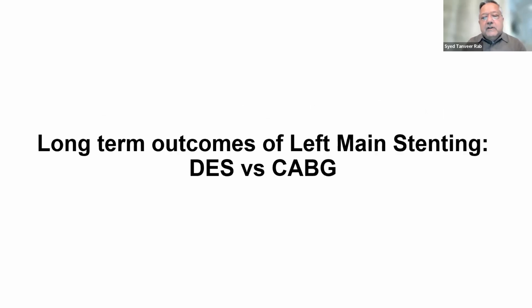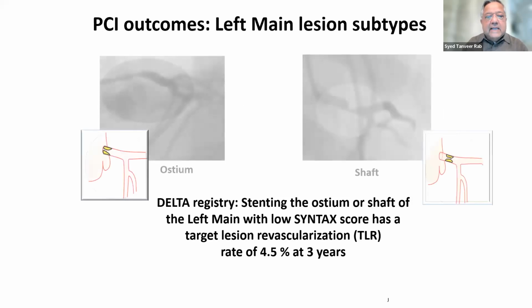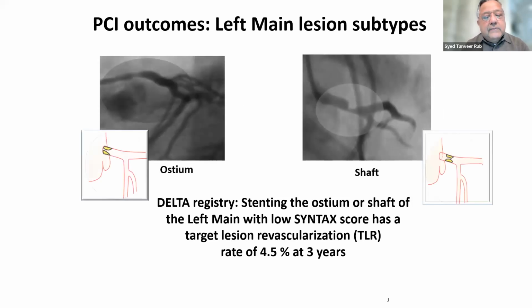So what are the long-term outcomes of left main stenting, drug-eluting stent versus CABG? As you know, the lesion subtypes are the ostial left main or shaft mid-body. And from the old Delta registry, it was a low SYNTAX score. So if you have isolated disease, the SYNTAX score would be less than 10 or so, and your target lesion revascularization is very low, 4.5% at 3 years.